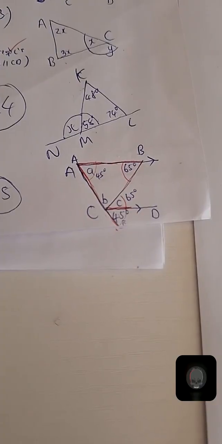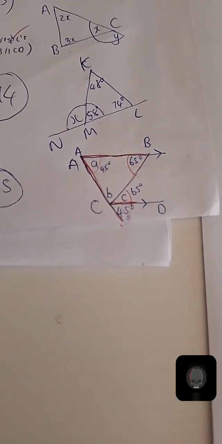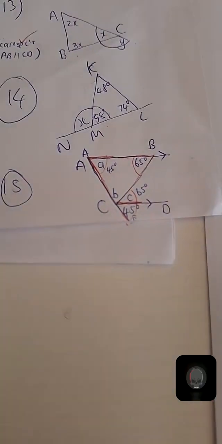Now we need B. And then for B, we are going to say B plus C plus 45 degrees equals 180 degrees. B plus C plus 45 degrees is equal to 180 degrees.